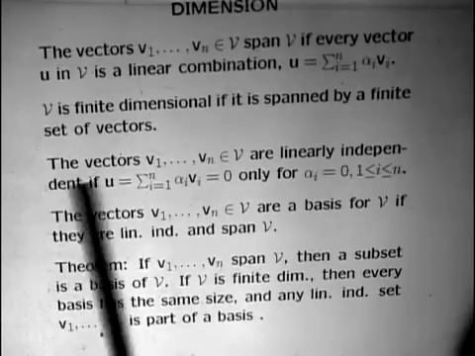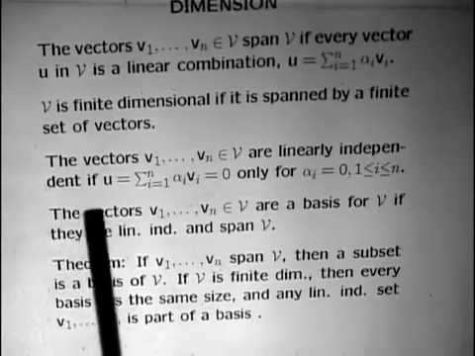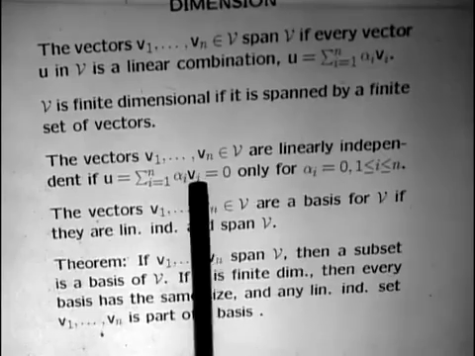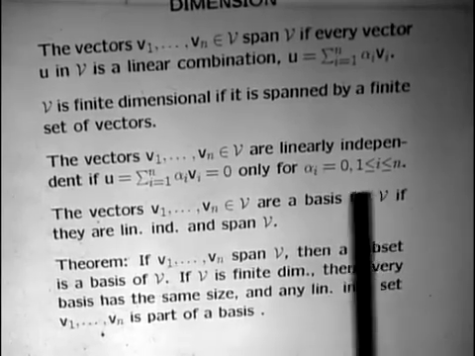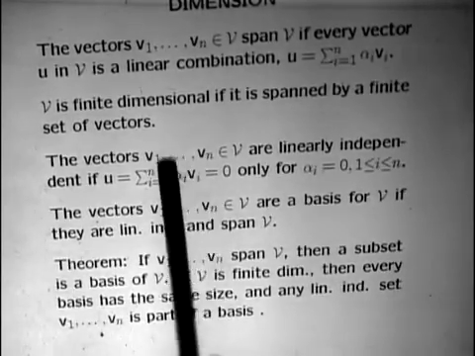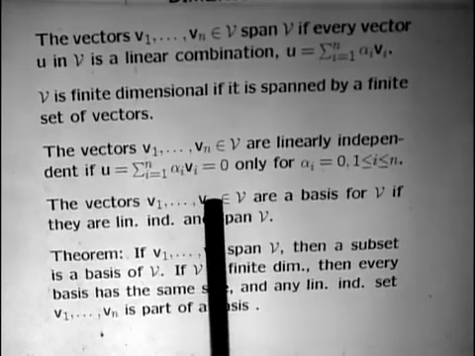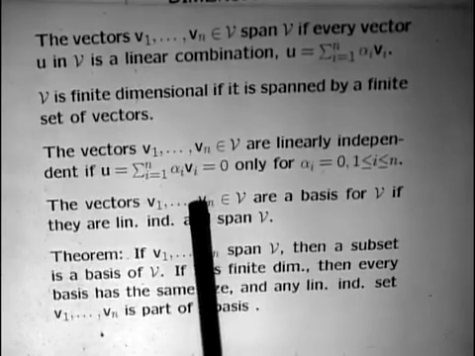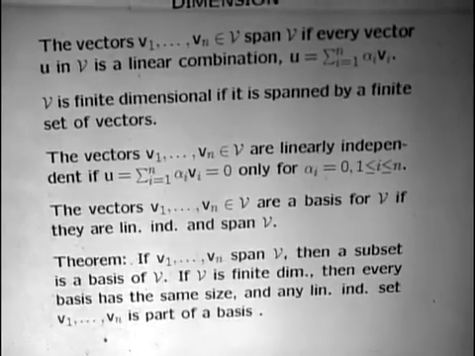Okay, second definition. The vectors v1 to vn are linearly independent, and this is a mouthful, if u equals the sum of alpha sub i v sub i equals 0 only for alpha sub i equal to 0 for each i. In other words, you can't take any linear combination of the v sub i's and get 0 unless that linear combination is using all zeros. You can't in any non-trivial way add up a bunch of vectors and get 0.